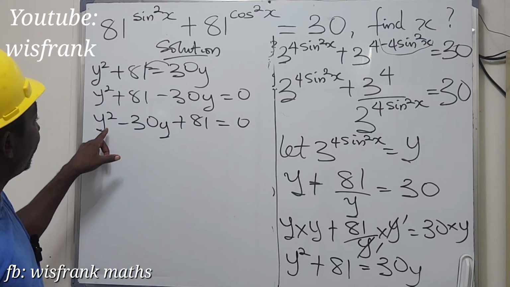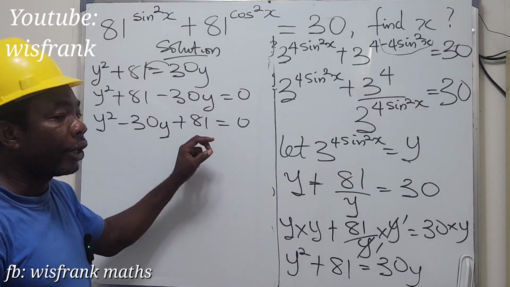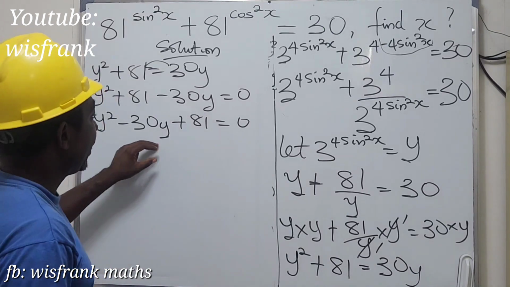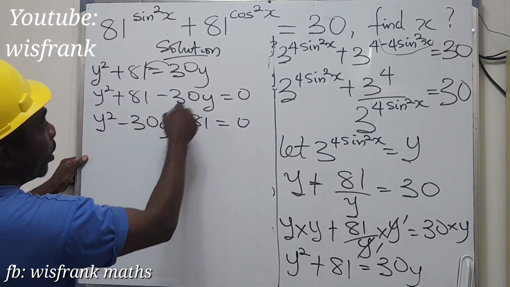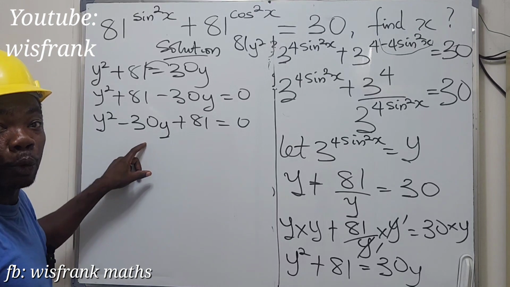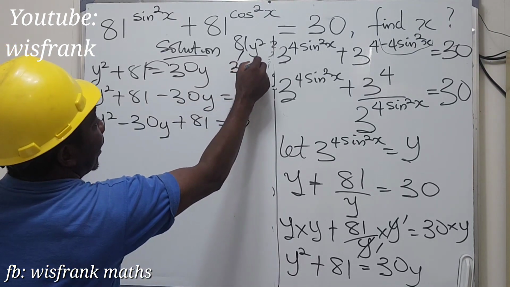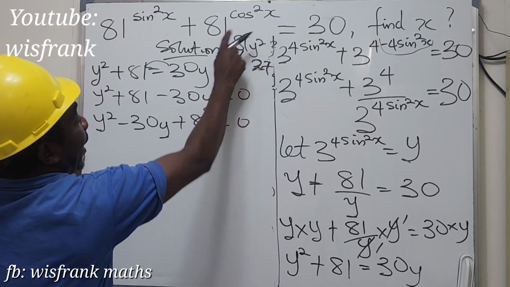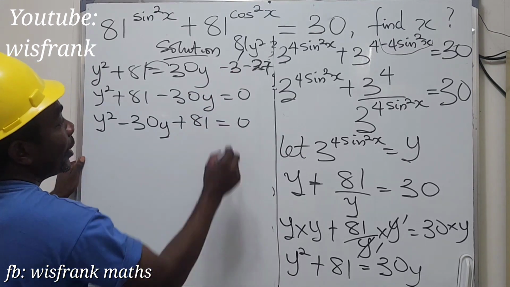We can see that the power of y here is 2, so that means this is a quadratic equation, and we are going to use the factorization method to find the value of y in this expression. So we have 81. 81 times y squared will give us 81y squared. Two factors that when we add will give us 30y are 3 and 27. 27 times 3 is 81. So here it will become minus 3y and minus 27y.